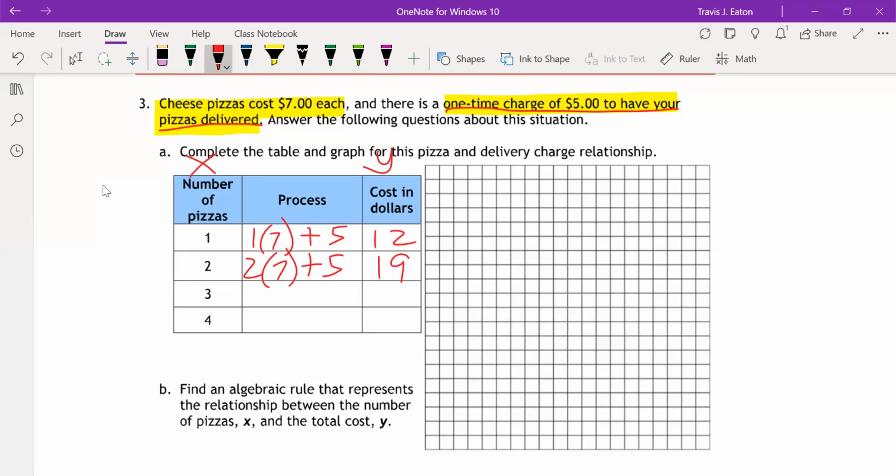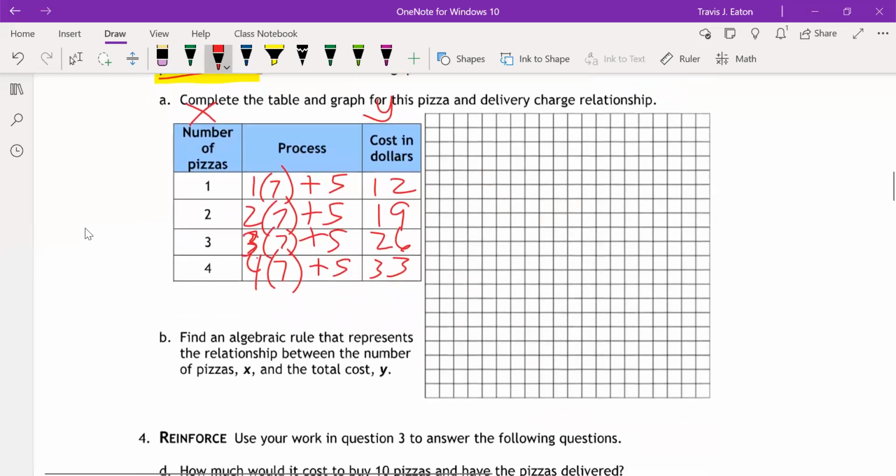All right. Now 3 pizzas is going to be 3 times 7, 21 plus $5, $26. All right. And the last one now is 4 times 7, 28. 28 plus $5 is $33. All right, so we filled in our table. Now let's fill in our graph. Remember, our x-axis is the number of pizzas, and our y-axis, that's going to be the cost.